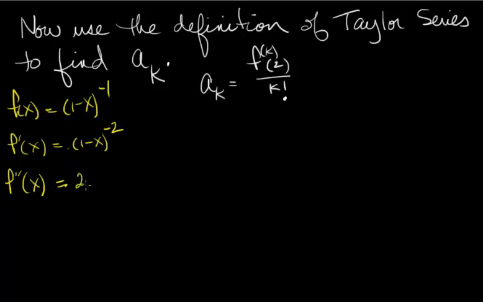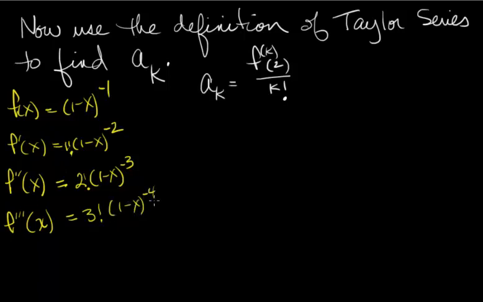The next one is 2 times (1 minus x) to the minus 3. The third derivative is equal to 3 factorial, and notice 2 is 2 factorial, and this is 1 factorial, so we're kind of seeing a pattern here. 3 factorial times (1 minus x) to the minus 4, and let's do another. The fourth derivative at x will be equal to 4 factorial times (1 minus x) to the minus 5. So you're beginning to see a pattern there.